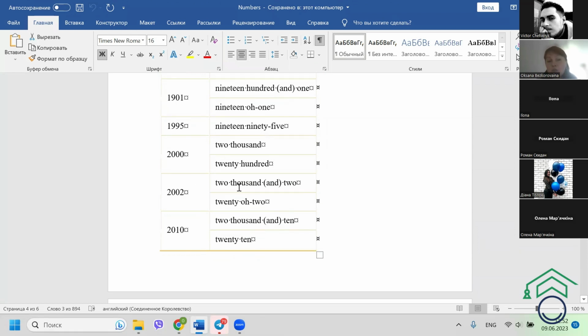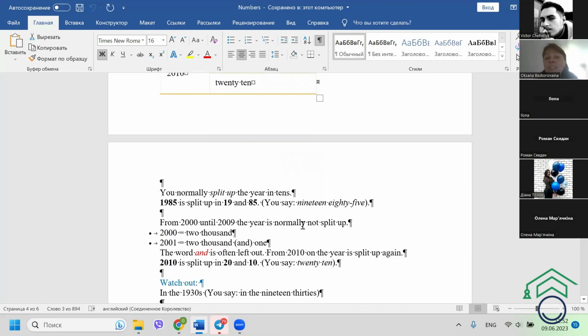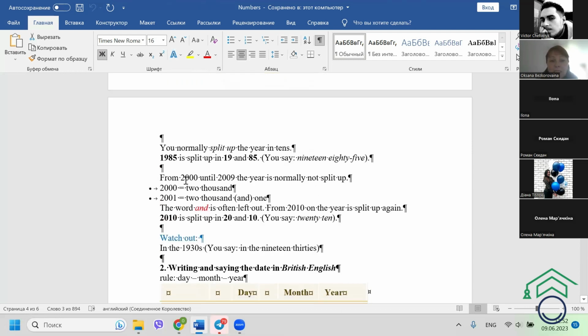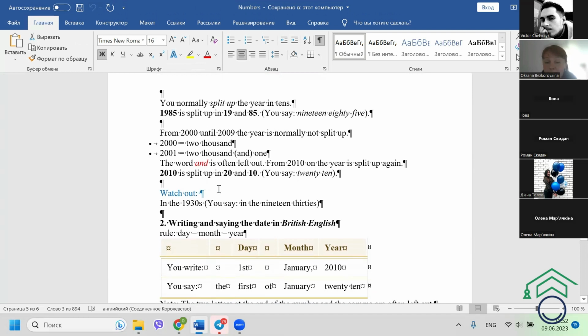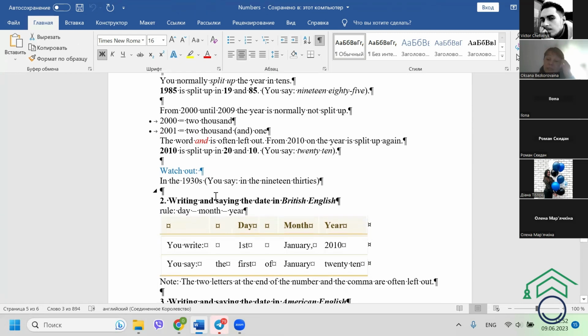And there are two variants, 2002 or 2002. 2010, we normally split up the year in tenths. Ділимо рік на дві частинки. 1985. Yeah? So, and pay attention. Last time, Roma, you asked when we add S. In the 1930s. Да? Як ми перекладемо in the 1930s?